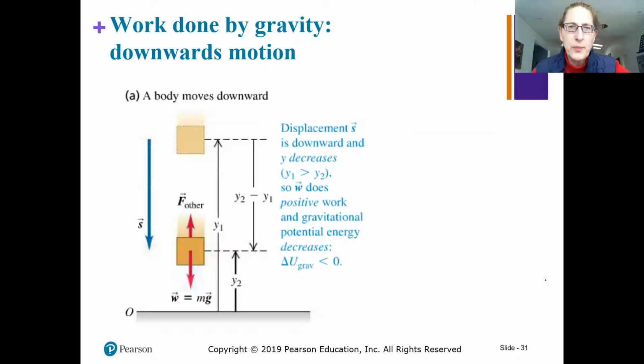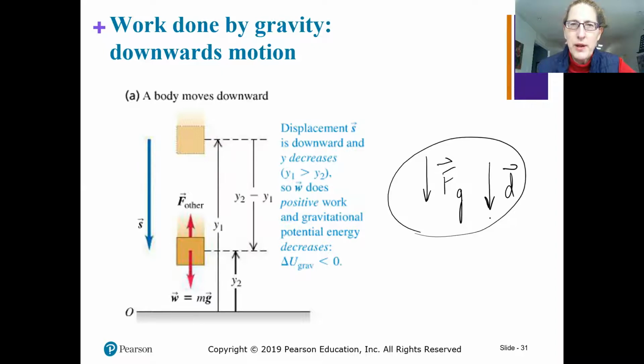Okay, now we're always worried about work done by gravity or by someone lifting or lowering something, so we have to keep this straight. So remember, the force of gravity is always down. That never changes, doesn't matter what you do. And so if something moves down, if the displacement is down, these two are in the same direction, this will be positive work done by gravity.